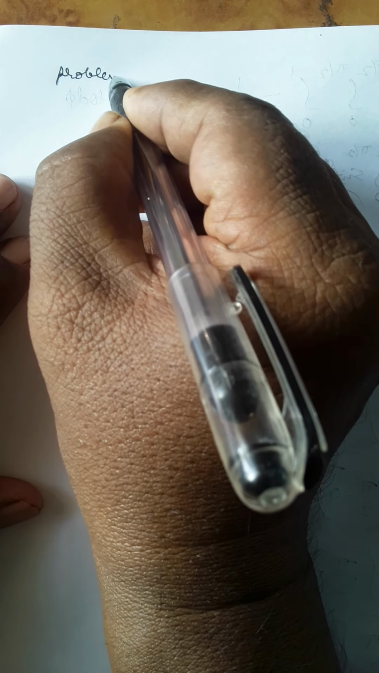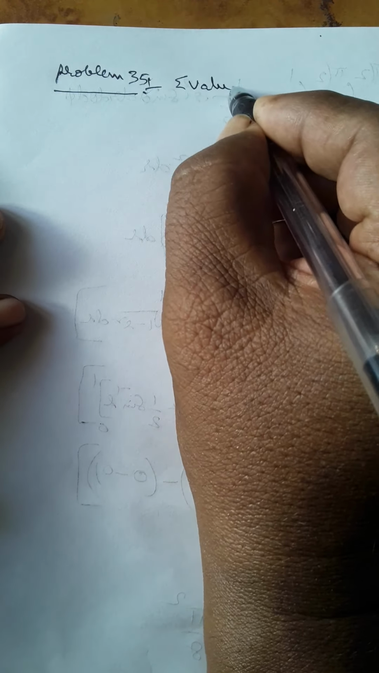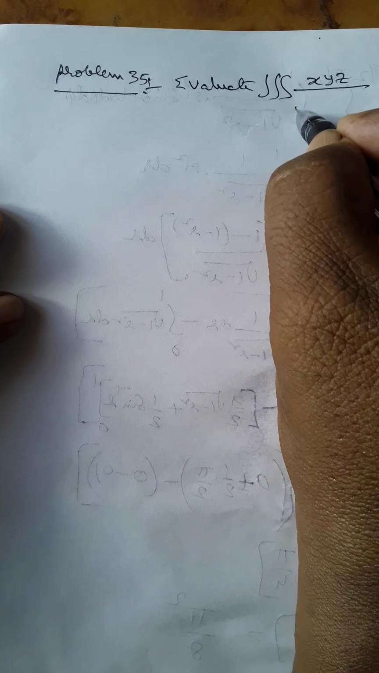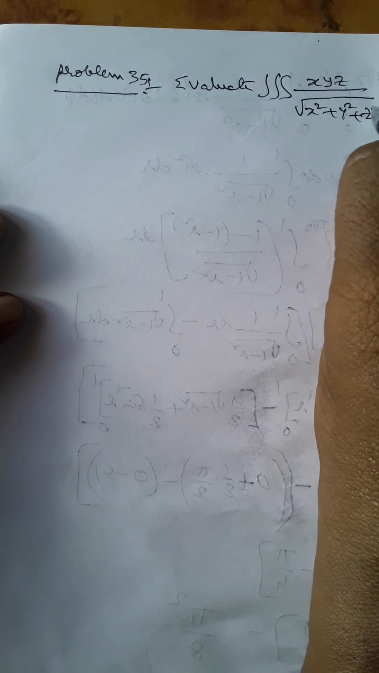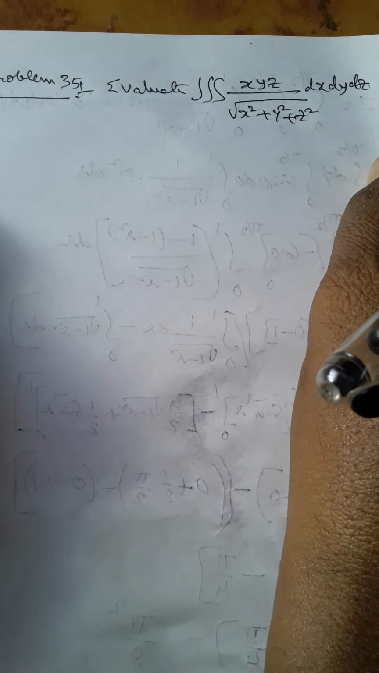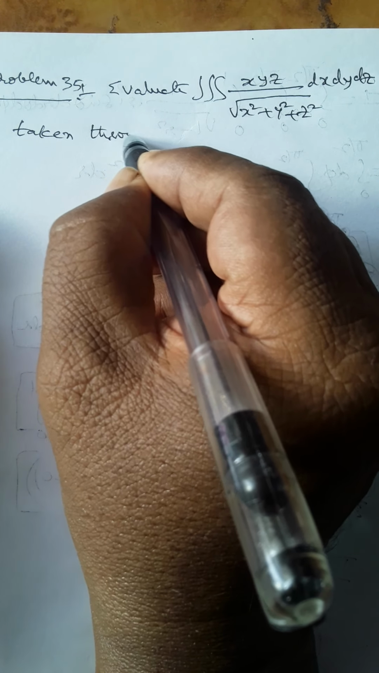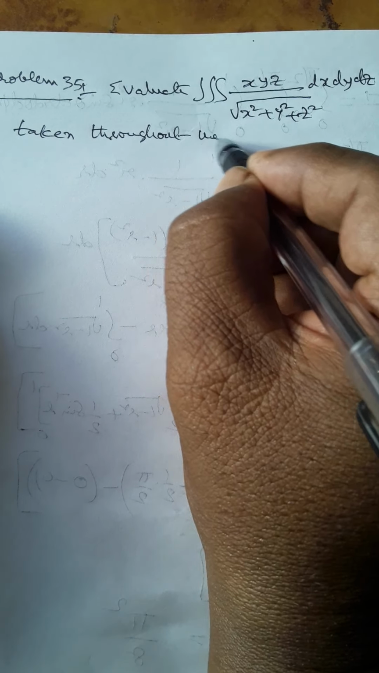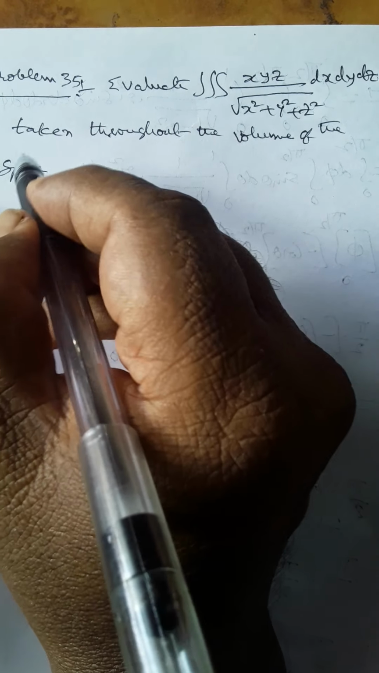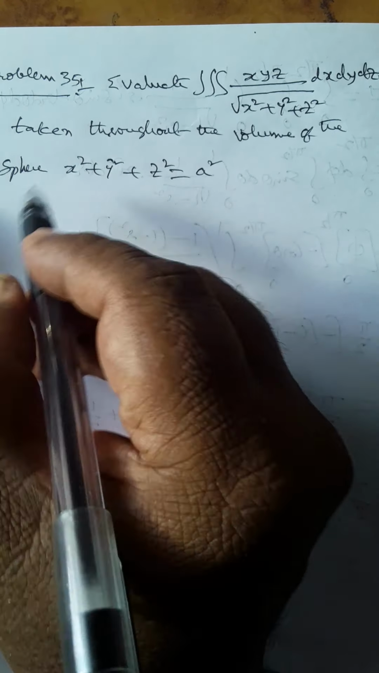Problem 35. Evaluate the triple integral of xyz by root over x square plus y square plus z square, dx dy dz, taken throughout the volume of the sphere x square plus y square plus z square is equal to a square. Solution.